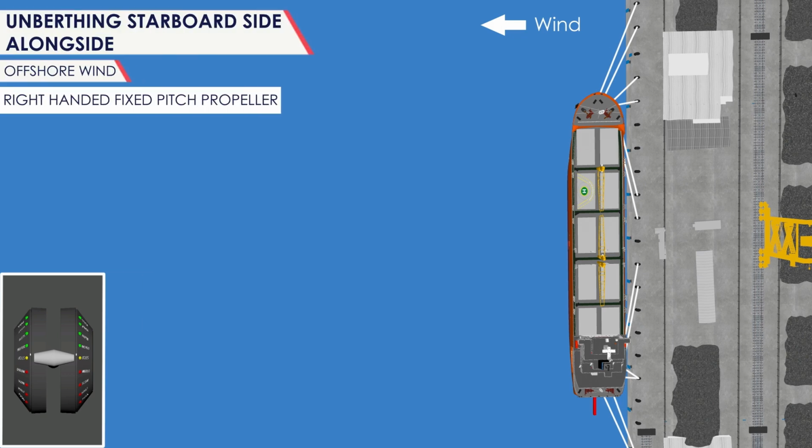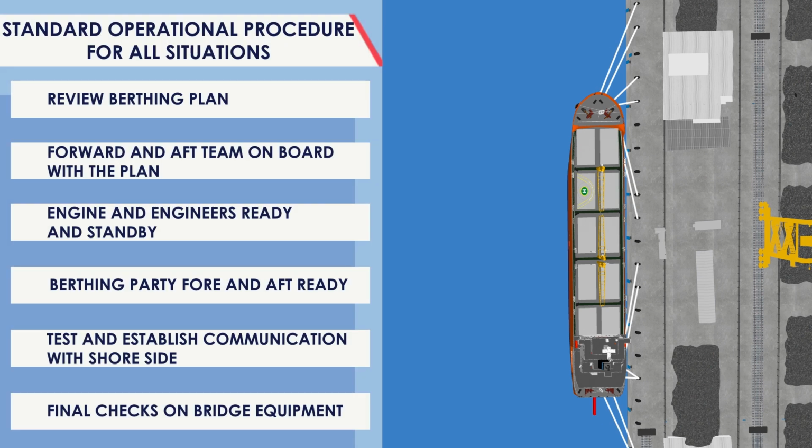Okay, let us look at some unberthing situations now. And the first one is unberthing starboard side alongside with offshore wind. So you go through your 6 standard operational procedures for unberthing first.